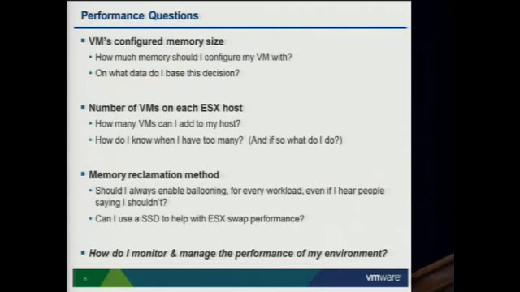So what are the questions? I think I outlined most of these on the previous slide, but essentially, how much memory do you give your VMs? What data do you base that decision on? How can you justify that decision, especially to these application owners who always want more memory? How many VMs do you put on a host? How do you know when you have too many? How do you know that you need to scale it back? What do you do in that case? Do you always enable ballooning? Are there some cases where you don't? Does an SSD actually help with swap performance? And in the end, how do you monitor and manage all this stuff? So these are the types of questions that I hope I can help answer today.